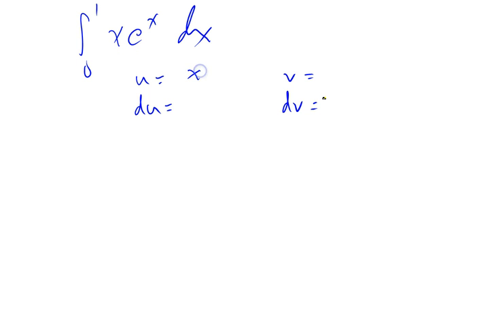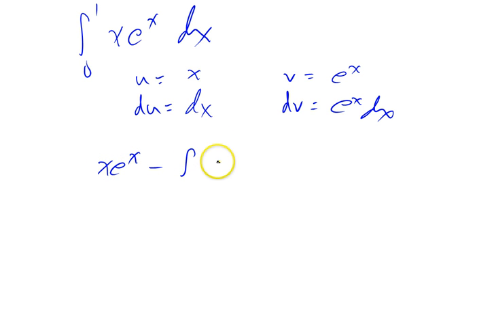Let's put the x right here and the e to the x there, dx. So the derivative is dx, and the antiderivative of e to the x is still e to the x. So I've got x times e to the x minus the integral of v du, so e to the x dx. Now, if we're just doing a definite integral, we just keep going. Sorry, if we're doing an indefinite integral.